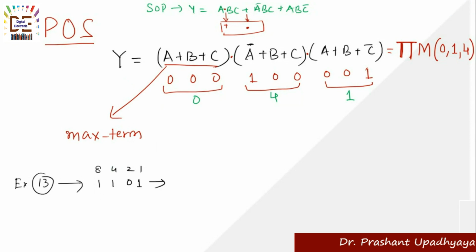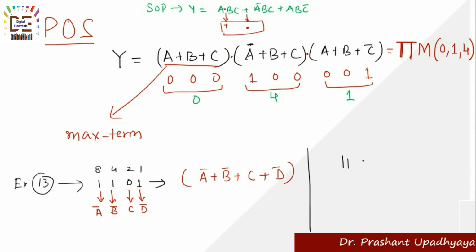So if you have to write it in the POS form, in POS, 1 will be represented by a bar, A bar. This will be B bar. You can represent it as C, and you can represent it as D bar. So what will be your answer? A bar plus B bar plus C plus D bar. If you want to write 11, what will 11 be according to 8, 4, 2, 1? 8, 2, 1. So what will be the answer? A bar, B, C bar, D bar. And please don't forget to put a plus symbol here.